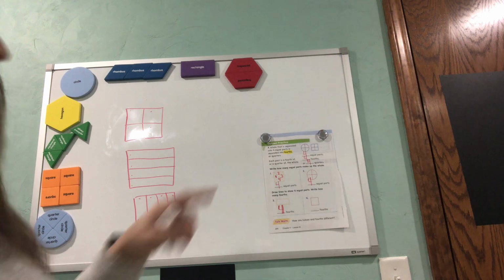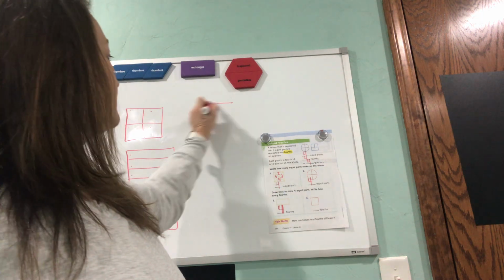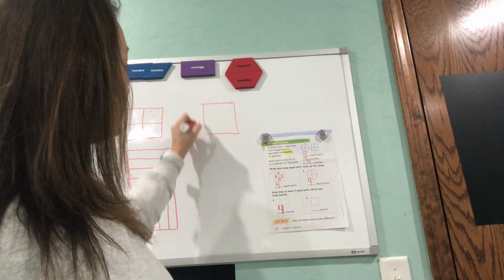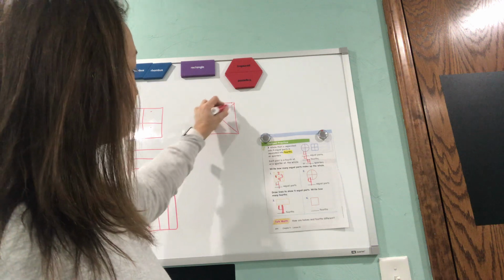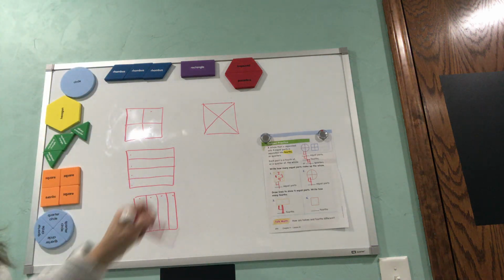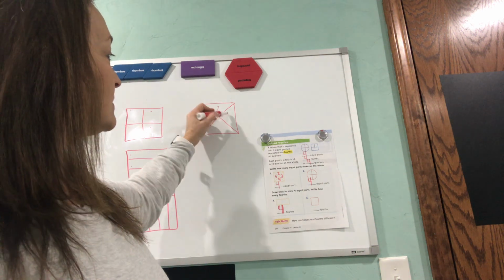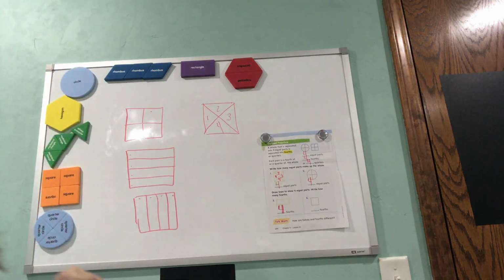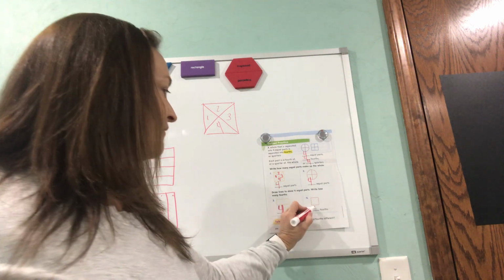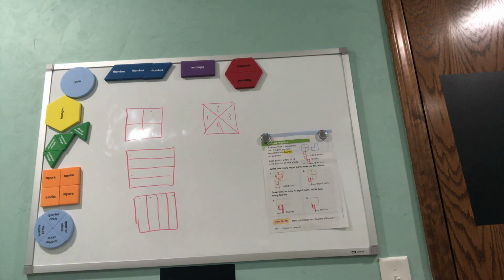But if you remember and you look back at number 1, they have a square there. And they also have 4 equal parts there. 1, 2, 3, 4. So again, we're going to say it's 4/4. You decide which way you want to do it because there's more than one way to break that square up into 4 equal parts.